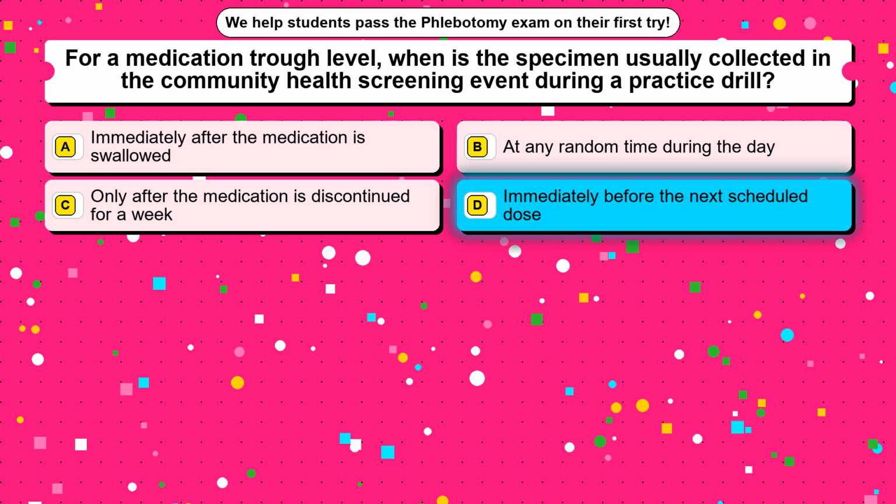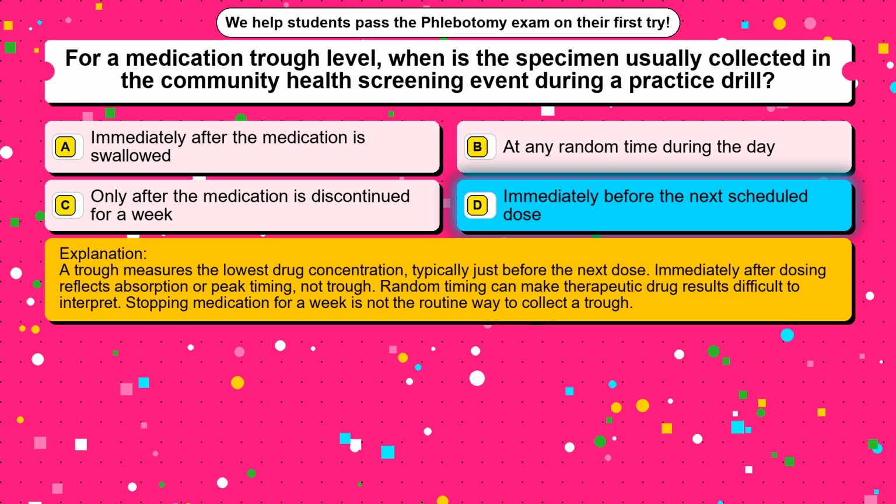The correct answer is option D, immediately before the next scheduled dose. A trough measures the lowest drug concentration, typically just before the next dose. Immediately after dosing reflects absorption or peak timing, not trough. Random timing can make therapeutic drug results difficult to interpret. Stopping medication for a week is not the routine way to collect a trough.